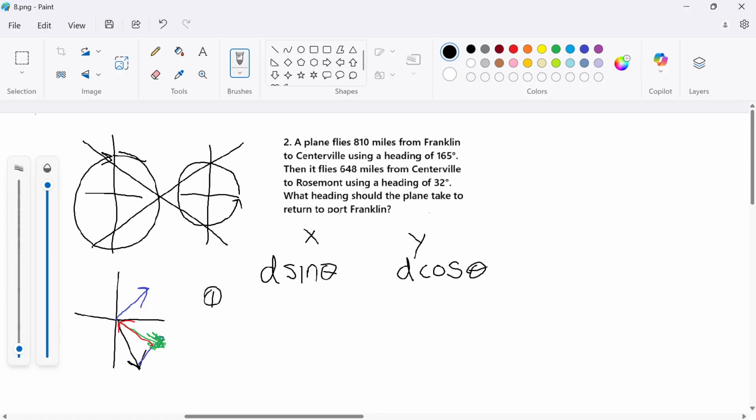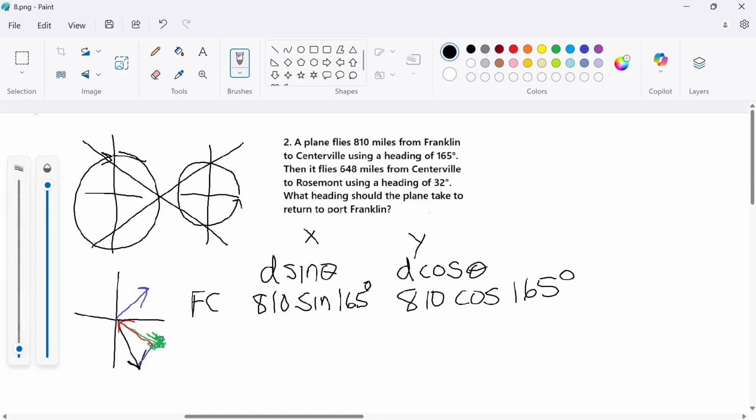So for the first part of the trip, I'll say this is Franklin to Centerville. It's going to be 810, that's the distance. That's what d stands for. 810 sine of 165 degrees. No need to convert from heading degrees to coordinate plane degrees or unit circle degrees. And then 810 cosine 165 degrees. Always write that degree sign. So when you go to enter it on the calculator, remember, I have to be in degree mode.